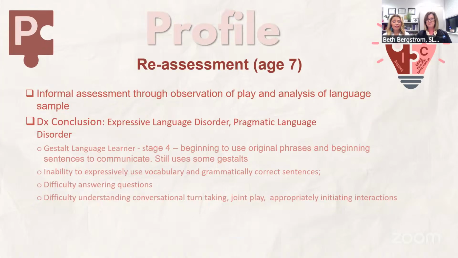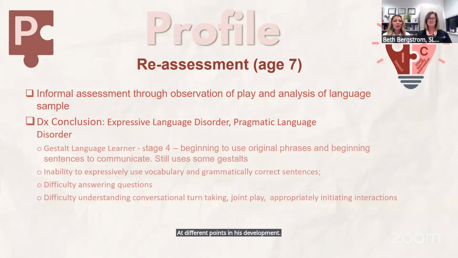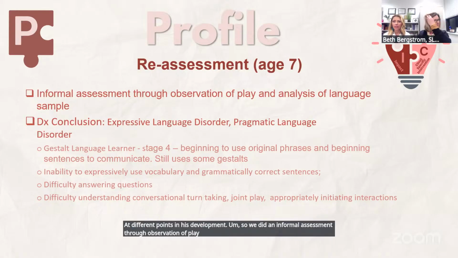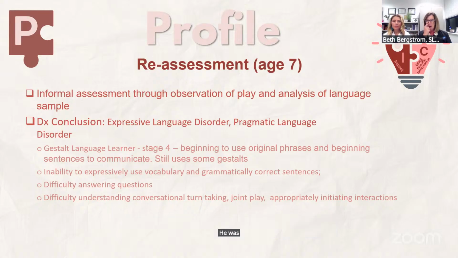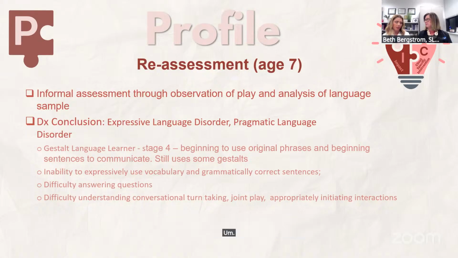So then I got Jackson at age 7. So it was about a year and a half after that previous assessment. So this is kind of a fun one because we both got to see this client at different points in his development. So we did an informal assessment through observation of play and analysis of his language through a language sample. So he was still not really a child that was going to sit down and do any kind of standardized assessment. So we did this informally just during his therapy session.